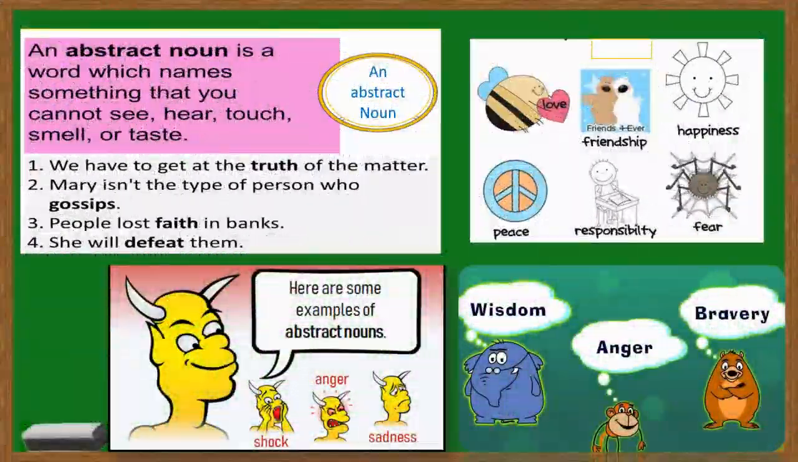An abstract noun is a word which names something that you cannot see, hear, touch, smell or taste. Examples related to abstract noun. We have to get at the truth of the matter. In this sentence, truth is an abstract noun. Mary isn't the type of person who gossips. So again here, gossips is an abstract noun.